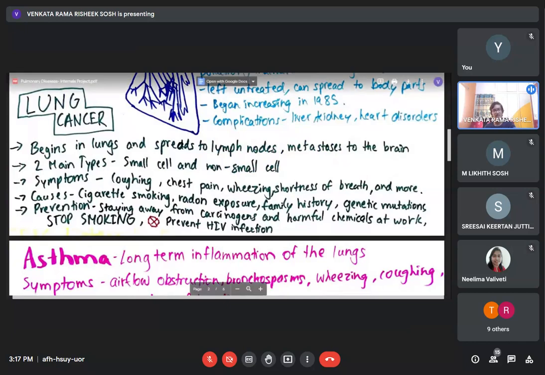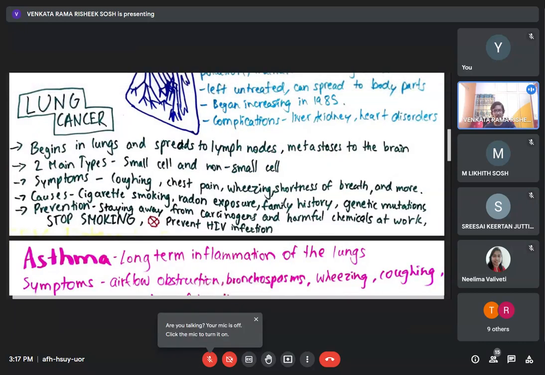Coming to lung cancer, basically an overview of cancer, it is an uncontrolled growth of different cells in different tissues. This begins in the lungs and spreads to lymph nodes, and when it spreads to other organs, it is called metastasis. So this is the situation of lung cancer.